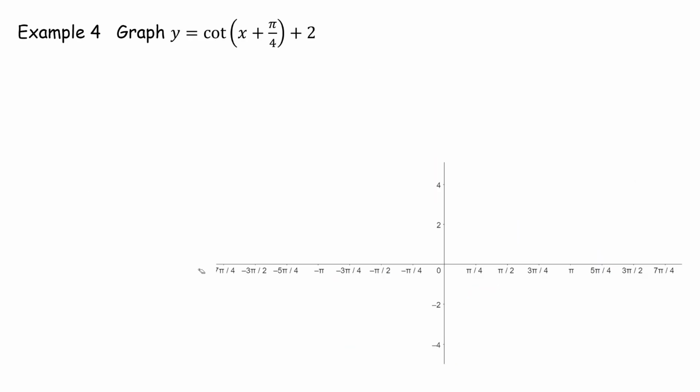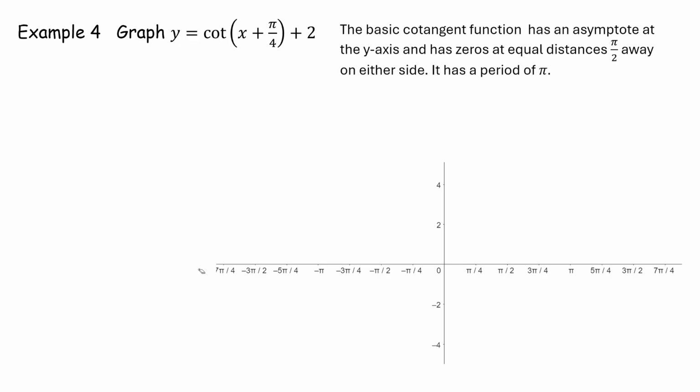All right, for the graph of cotangent, first of all, let's remember what the basic cotangent function looks like. It has an asymptote at the y-axis, so it has an asymptote right there, not a 0. And it has zeros at equal distances away, pi over 2 away on each side, because its period is pi as well.